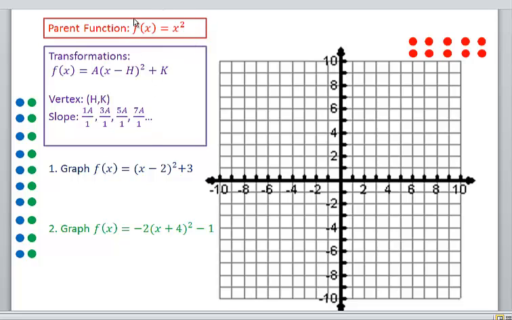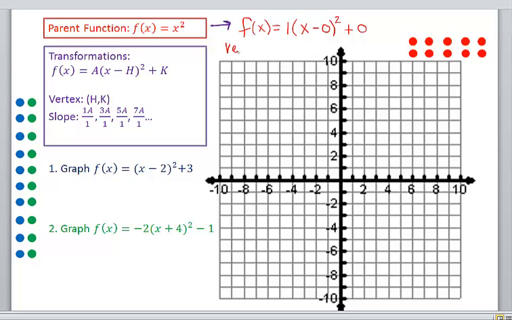So if we take a look at our parent function, or base function, f of x is equal to x squared, let's rewrite this using this transformation format. f of x is equal to x, it's just x squared, so that really means it's x minus nothing squared. And then it doesn't have any value outside, so that really means it's plus nothing. And then in front here, it must only have a multiplier of 1 because I don't see any other value.